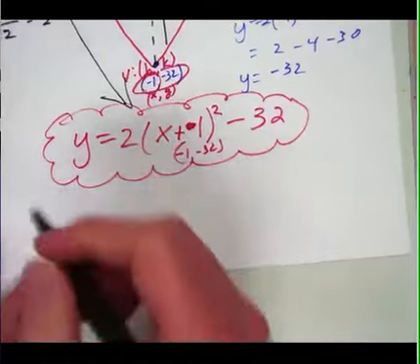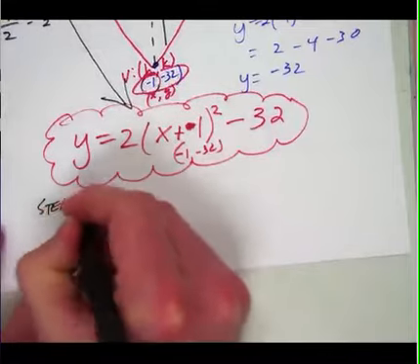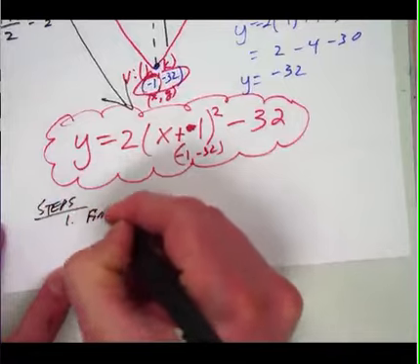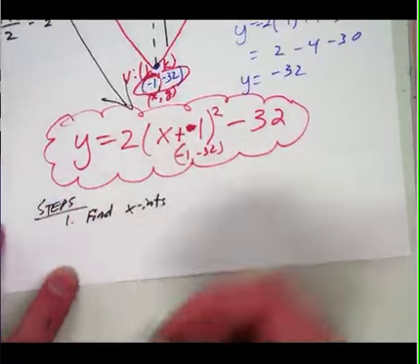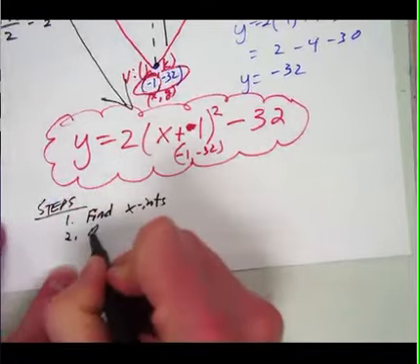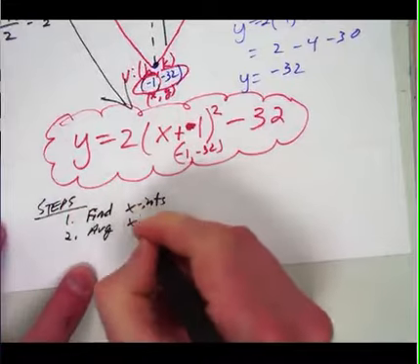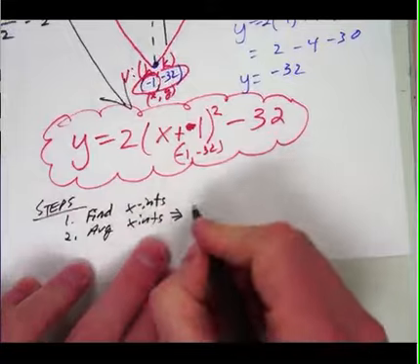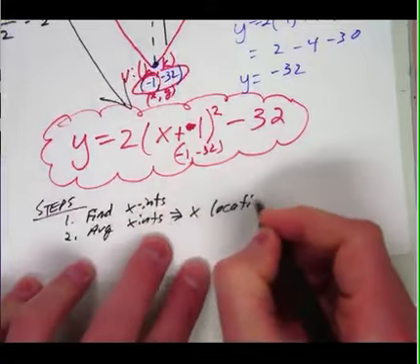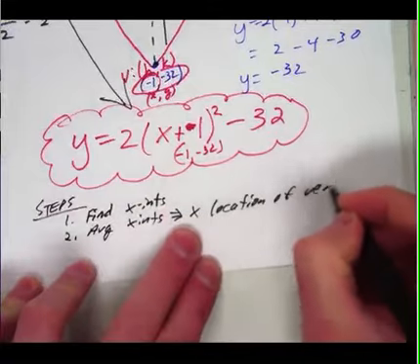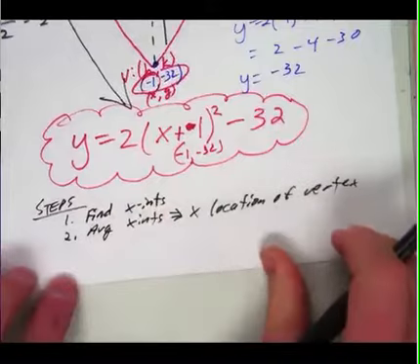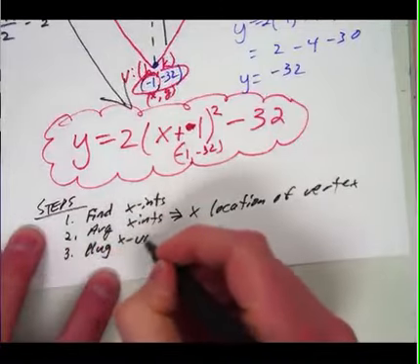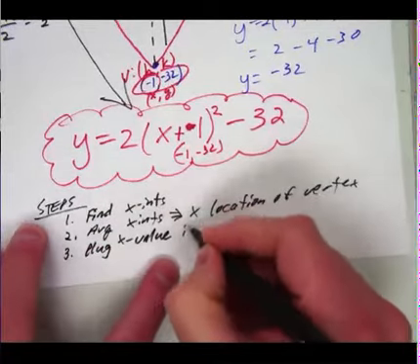Now, the steps that we just did, if you want to know the steps to change it from standard form into graphing form: step 1 is you have to find the x-intercepts. If you don't have the x-intercepts, you can't do anything. Step 2, you need to take the average of the x-intercepts, because the average of the x-intercepts gets you to the line of symmetry. It's going to give you the x location of the vertex. And once you have the x location of the vertex, then you can plug that x value in. So plug the x value into the original equation.